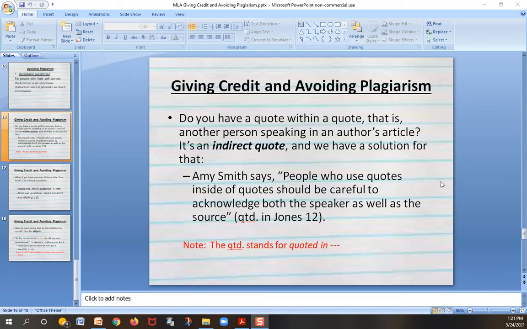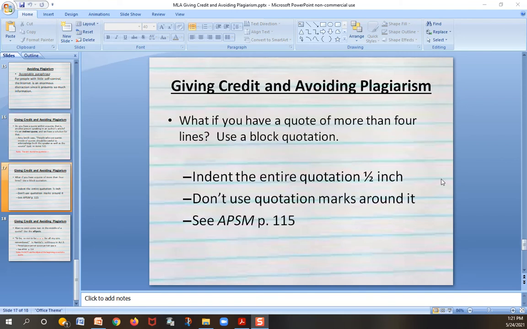What if you have a quote of more than 4 lines? This is what we call a block quotation. Now, I don't have a good example here, but I will show you one a little bit later in the semester. But to set that up, we will indent the entire quotation a half inch. Ironically, we don't use quotation marks around it, which seems counterintuitive, but again, I'll show you an example later. It's not urgent for us to look at now. And if you have a pocket style manual and want to look up an example right away, you can find one there.